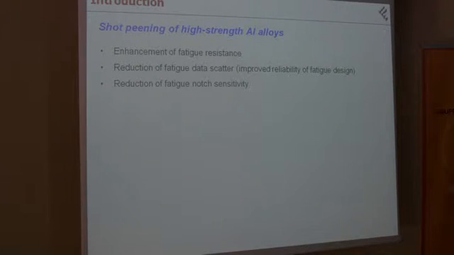Shot-peening is a very effective surface treatment to improve the fatigue resistance of aluminum alloys. It enhances the fatigue resistance, but also reduces the fatigue data scatter, improves the reliability in fatigue design, and also reduces the fatigue notch sensitivity. Obviously, you also have to account for the surface morphology worsening and for the manufacturing.